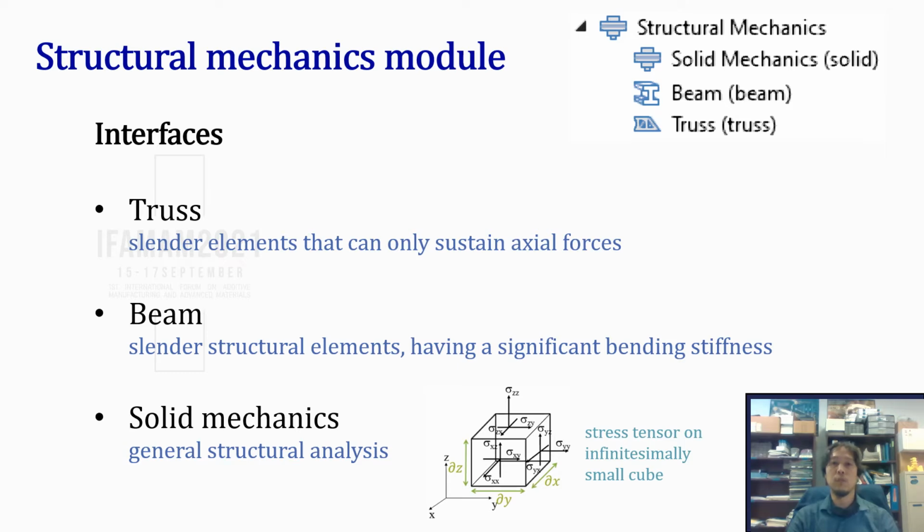Let us focus on the structural mechanics module, particularly the three interfaces. Truss, used for slender elements that sustain only axial forces. Beam, also for slender elements but can bend. And finally, solid mechanics, used for general structural analysis, which allows for the calculation of the stress tensor.